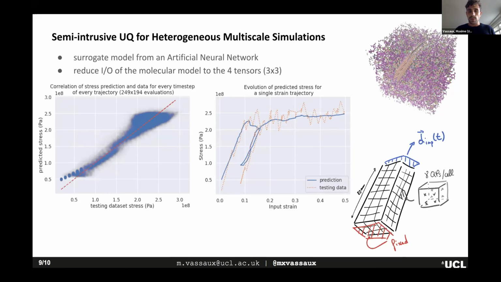So we were happy with the building of the surrogate. Sorry, I didn't say how we actually built the surrogate, but since we had only a few inputs, we used a basic artificial neural network to do that. And that was pretty satisfying.